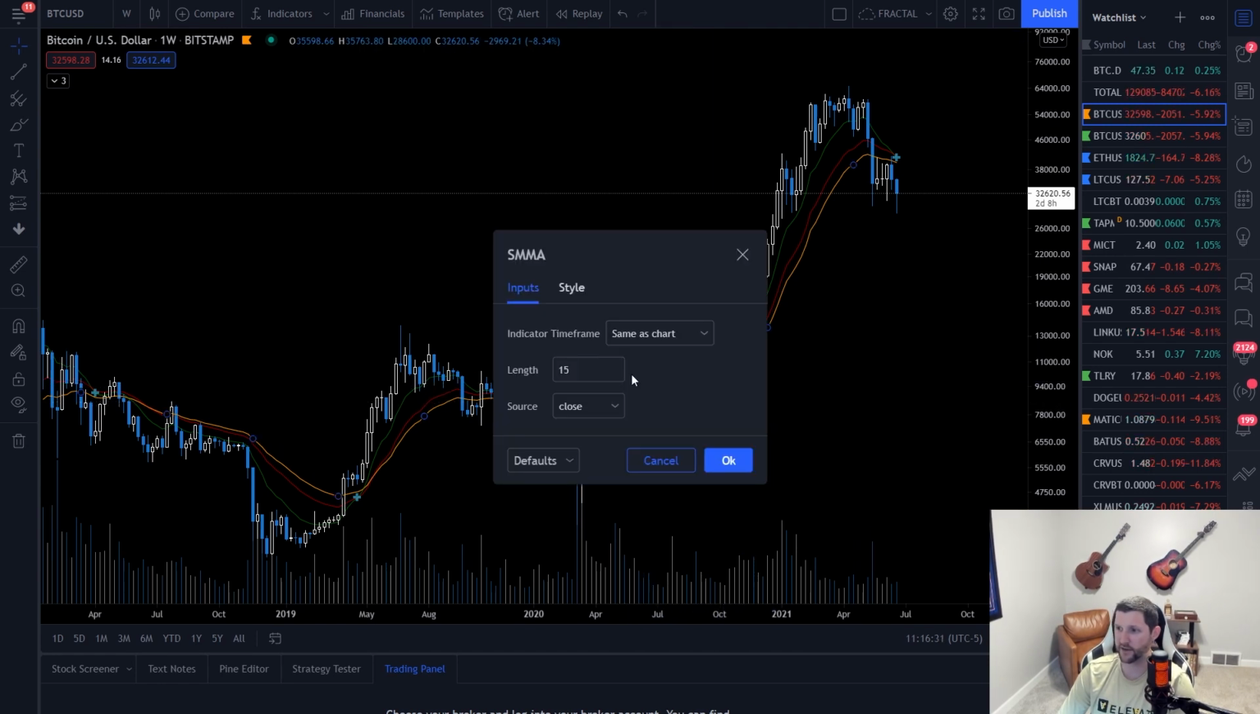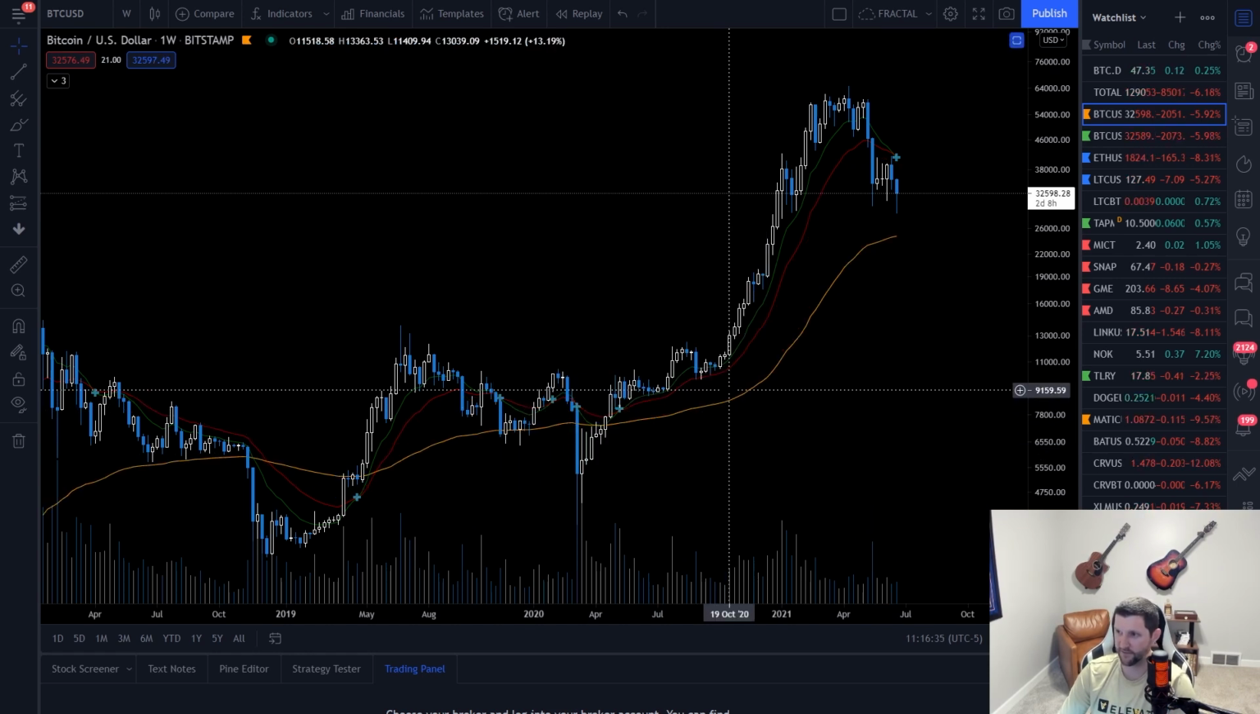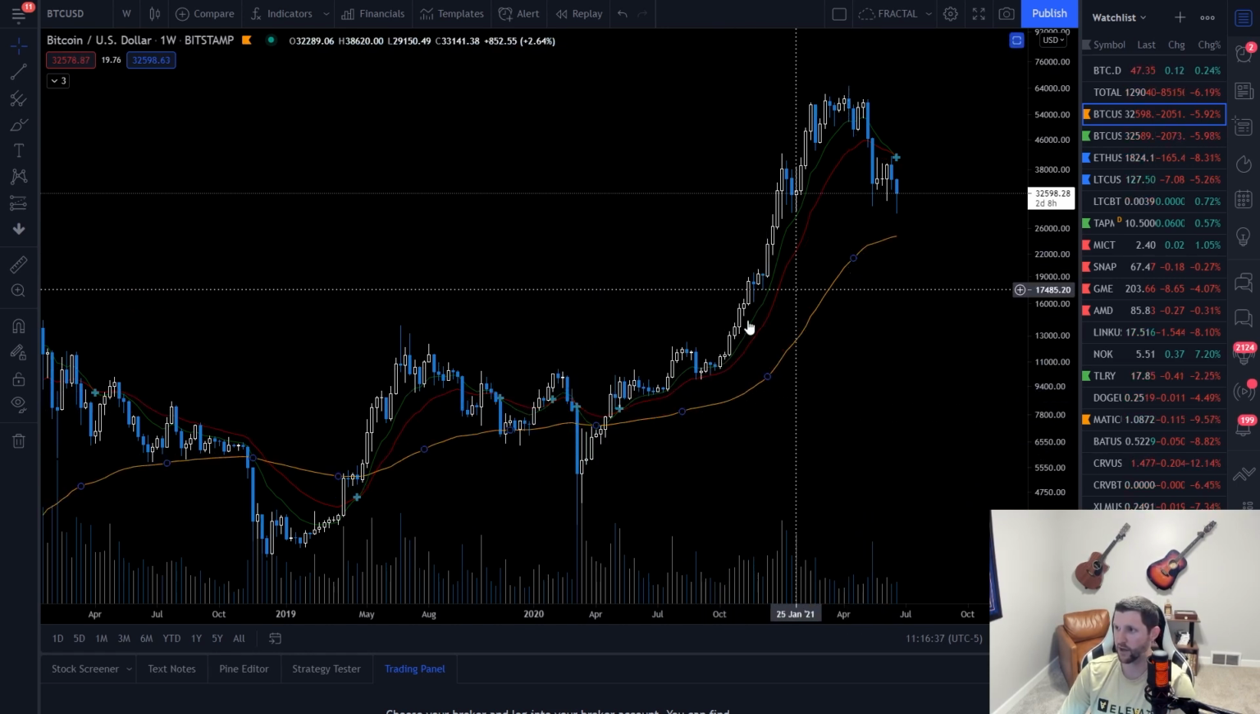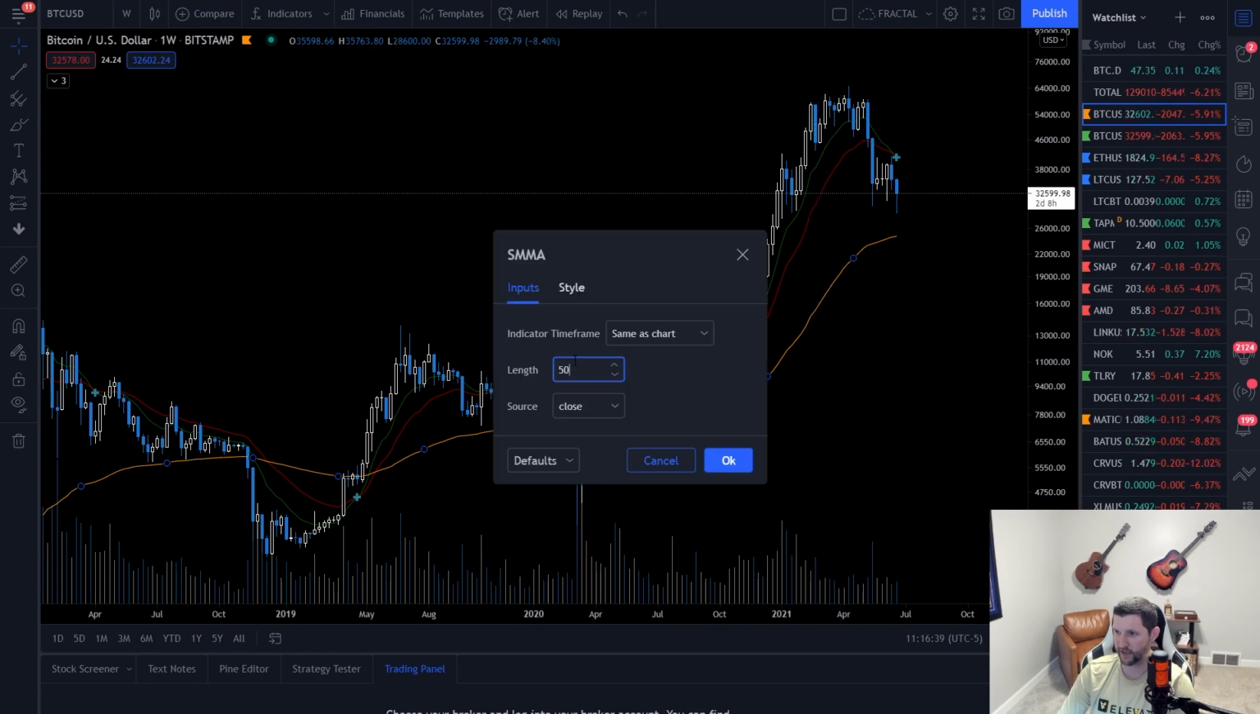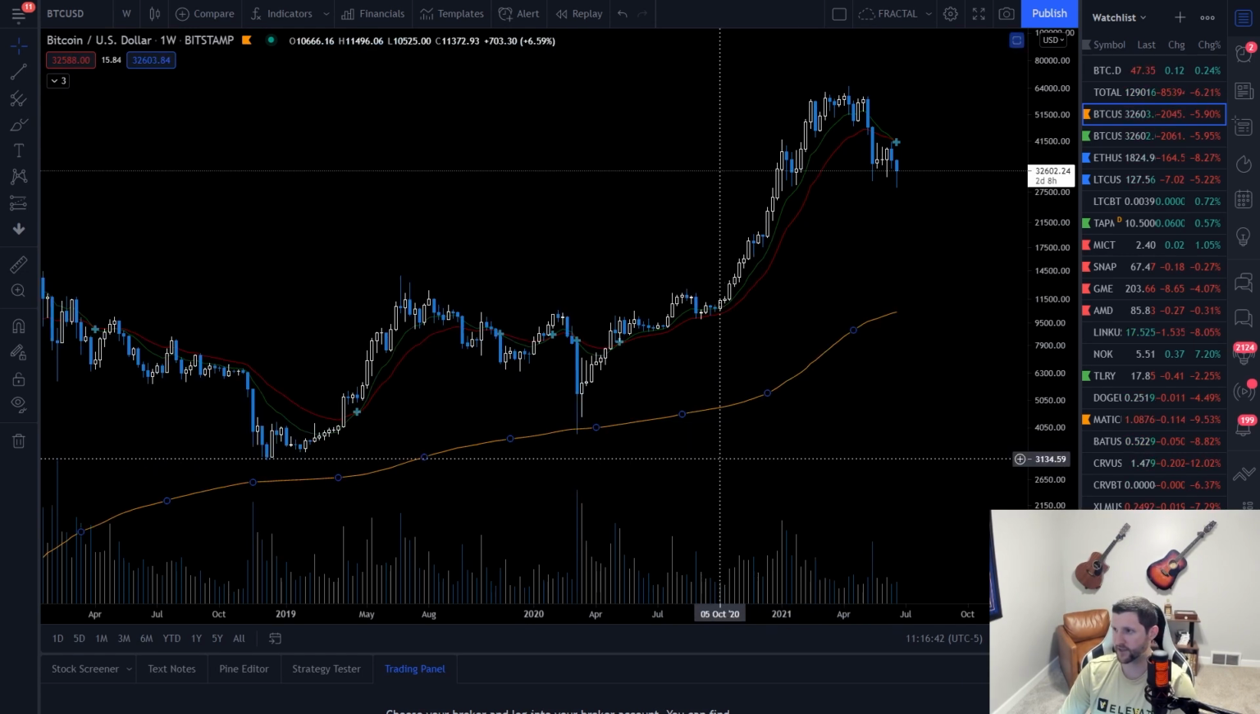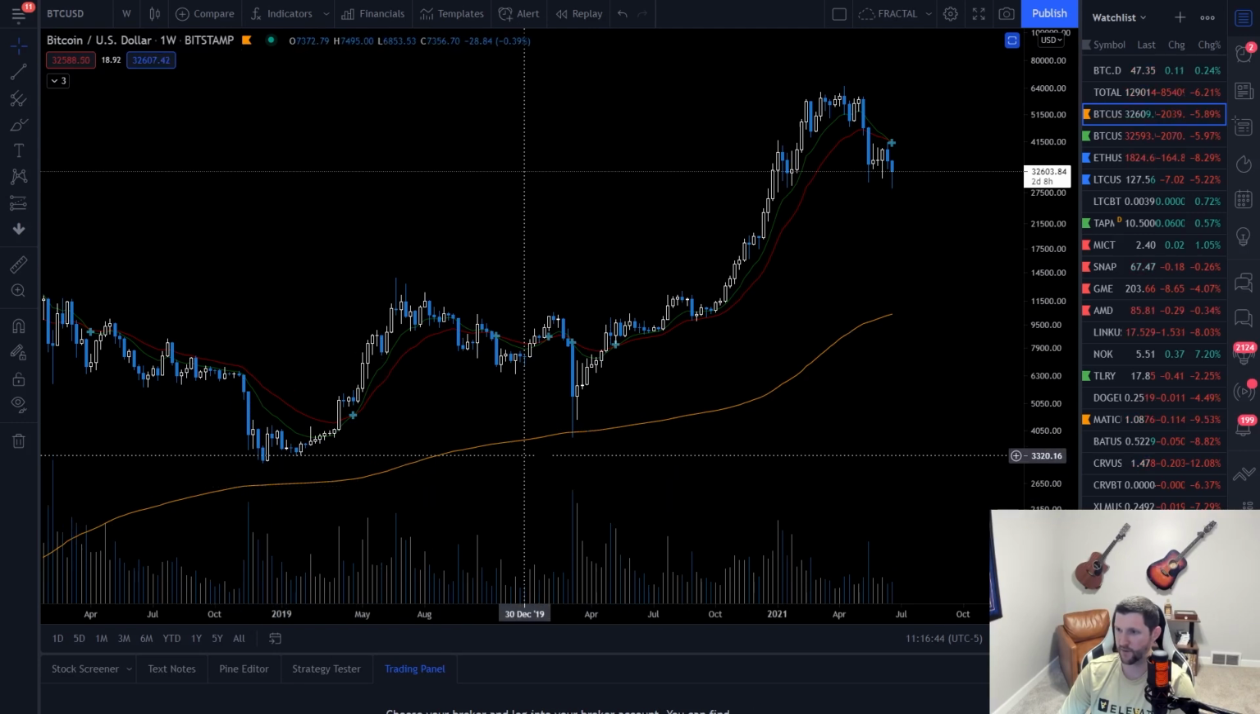So the higher this value, the more it's going to lag with price. You can see the 50 starts to lag even more. 100 is going to drag it down even more. We're going to go to 200, and you're going to see how long it takes for this to catch up with price.